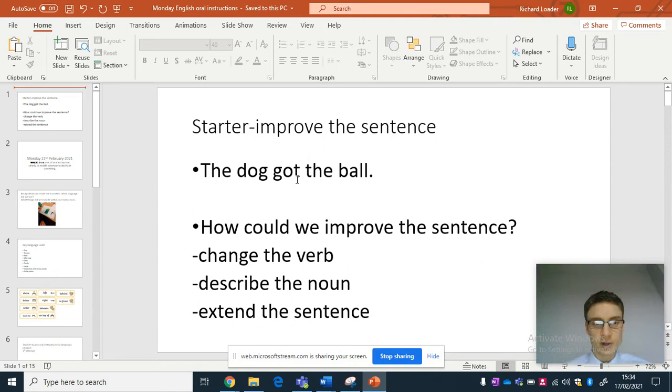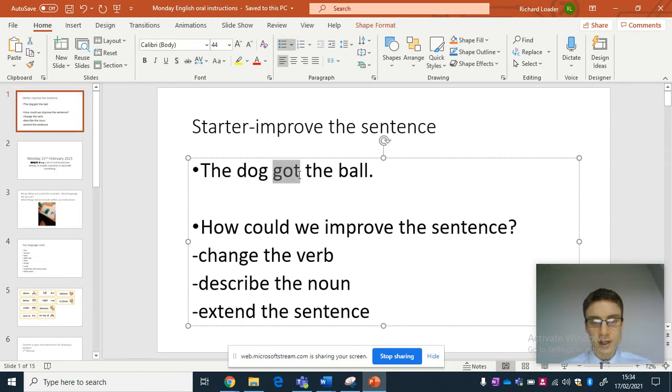So couldn't we improve or change the verb. Okay. We've got the word got. So think about what other words we can use for that. We could describe the noun or the nouns in there. Remember, the nouns are the dog and the ball.